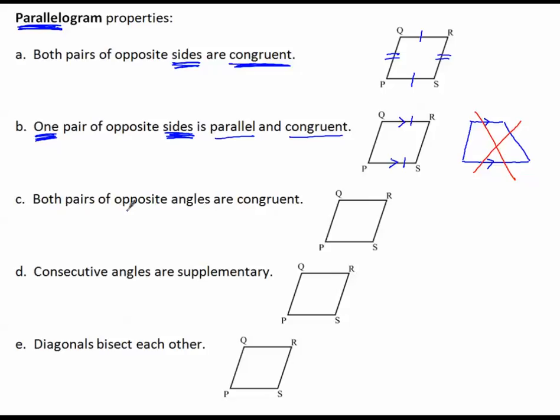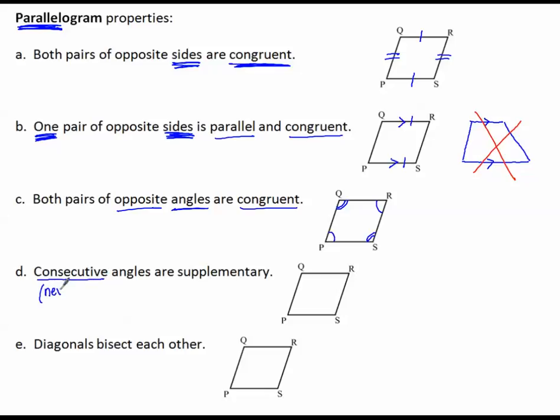Both pairs of opposite angles are congruent. Opposite angles, such as P and R, those are the same size. Notice how they're both acute in this picture. Angles Q and S, opposite from each other, those are congruent. Notice how they're both obtuse in this picture.